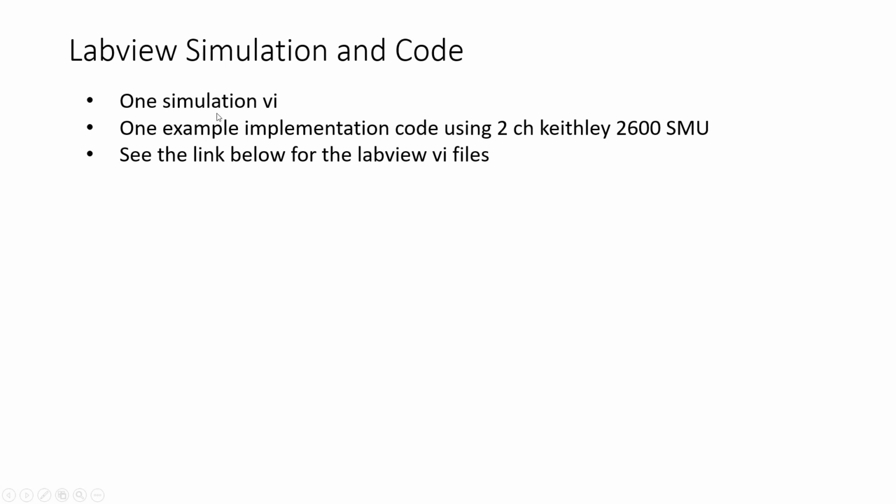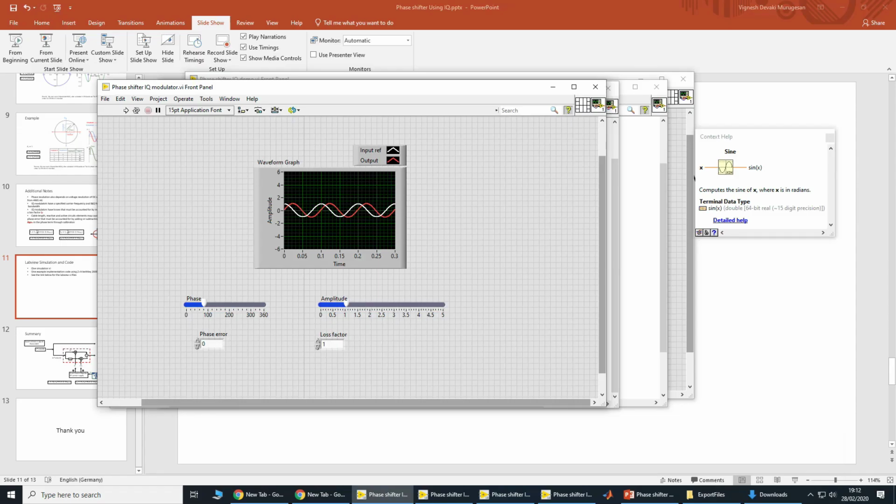It consists of one simulation VI and then one example implementation code using a 2-channel Keithley 2600 source measure unit. You can see the link below for the LabVIEW VI files. Here is our LabVIEW simulation. The white waveform represents the input reference waveform and the red waveform represents our output waveform. Here you could change the phase and amplitude of our output waveform. Here one could add the phase error and the loss factor.